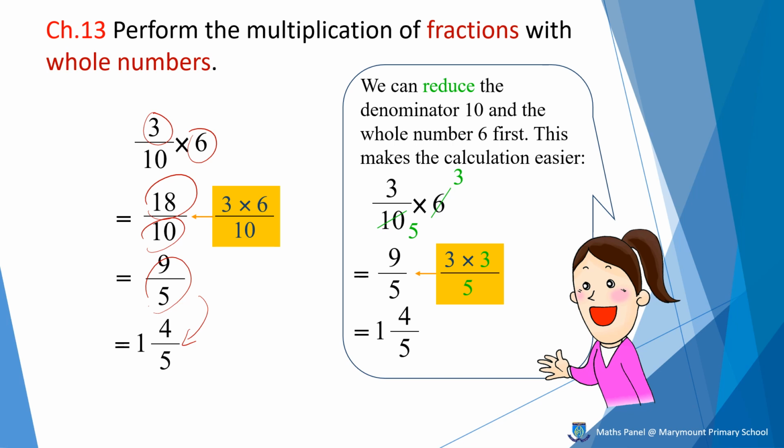Or we can reduce the denominator 10 and the whole number 6 first. So this makes the calculation easier. That is 6 divided by 2 equals 3, and 10 divided by 2 equals 5. Which means we use 3 times 3 equals 9 for the numerator, and for the denominator, it is equal to 5. So the answer is 9 over 5. We change it back into a mixed number, which is 1 and 4 over 5. So they are the same.